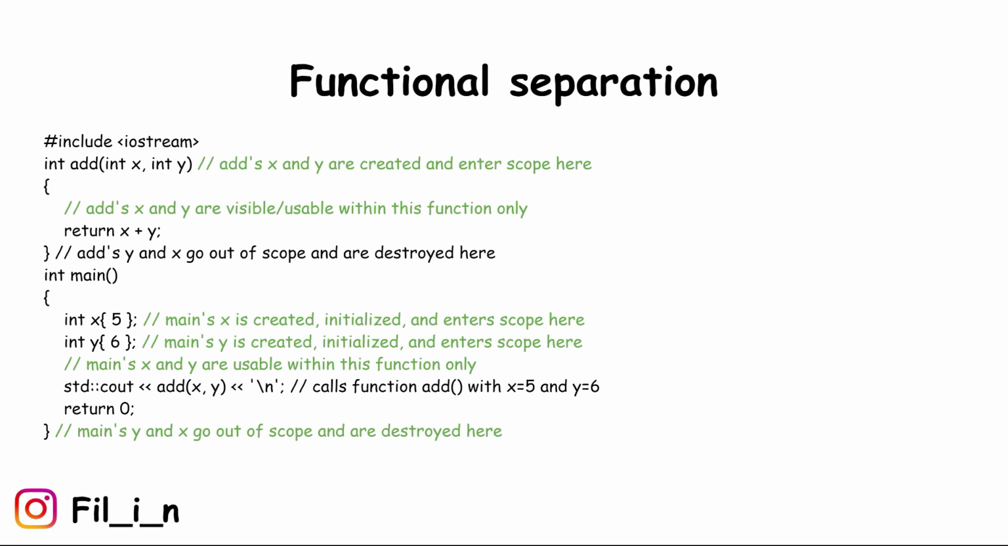// add's x and y are visible and usable within this function only. return x + y; // add's y and x go out of scope and are destroyed here. int main() { int x{ 5 }; // main's x is created, initialized, and enters scope here. int y{ 6 }; // main's y is created, initialized, and enters scope here. // main's x and y are usable within this function only. std::cout << add(x, y) << '\n'; // calls function add with x equals 5 and y equals 6. return 0; // main's y and x go out of scope and are destroyed here.